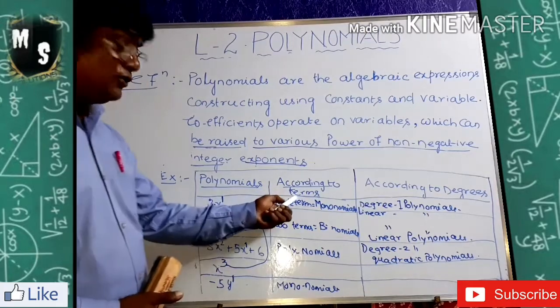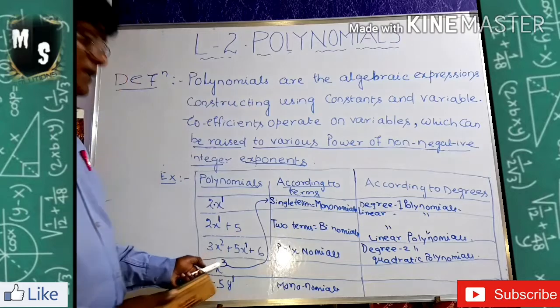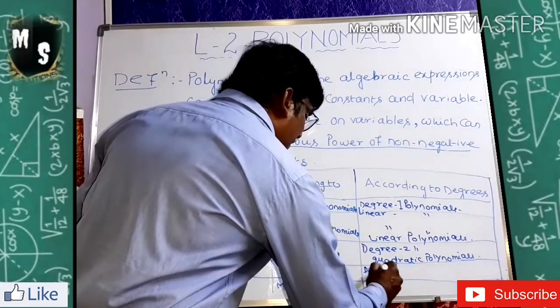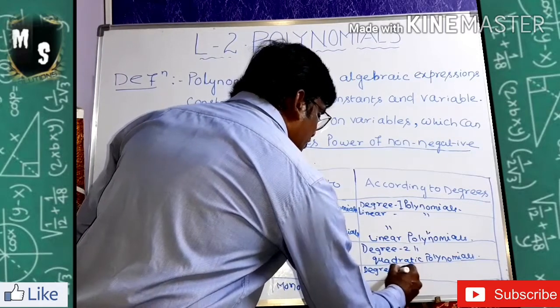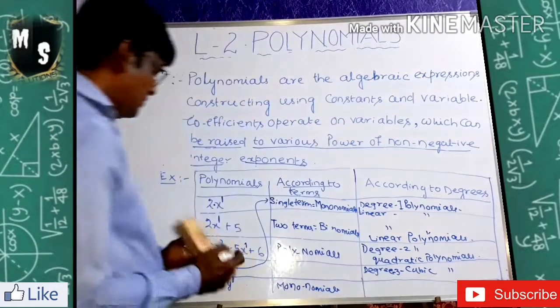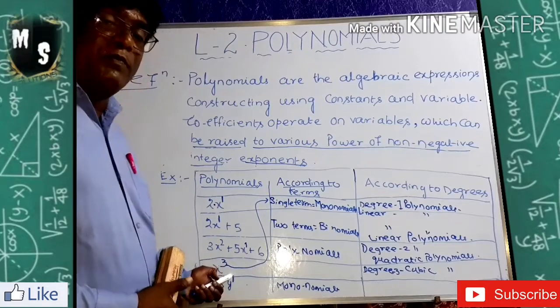When you say according to term, it is a monomial. But according to degree, the degree is 3. So degree 3 is called a cubic polynomial. Clear?